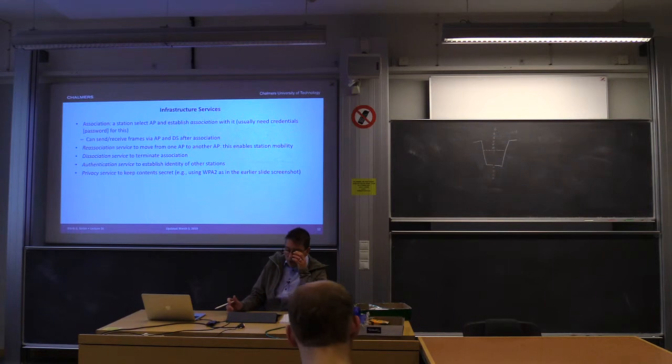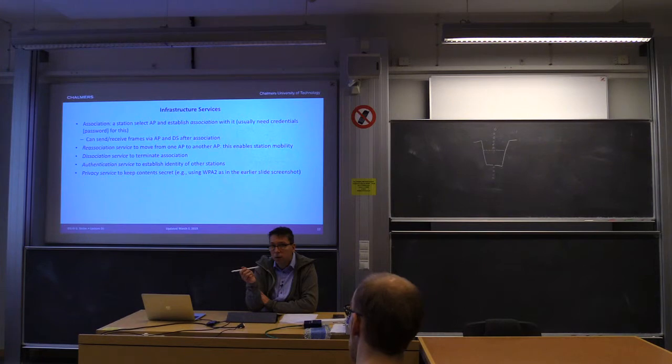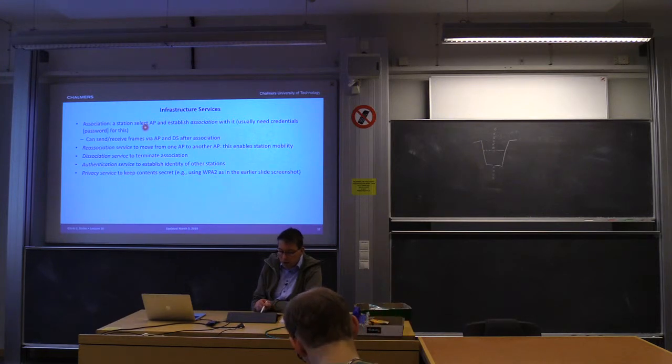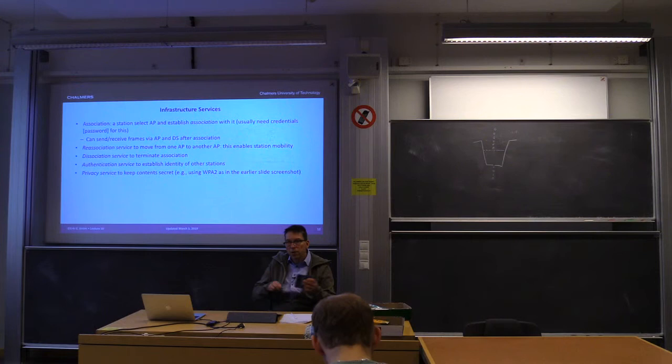So, infrastructure services. When we have these access points, before you can even start to communicate with the internet, when you open up your laptop for the first time in a new area, you need to log on to the network, right? If you haven't done it before. So there is something called association. It's when a station selects an access point and then establishes an association with it.